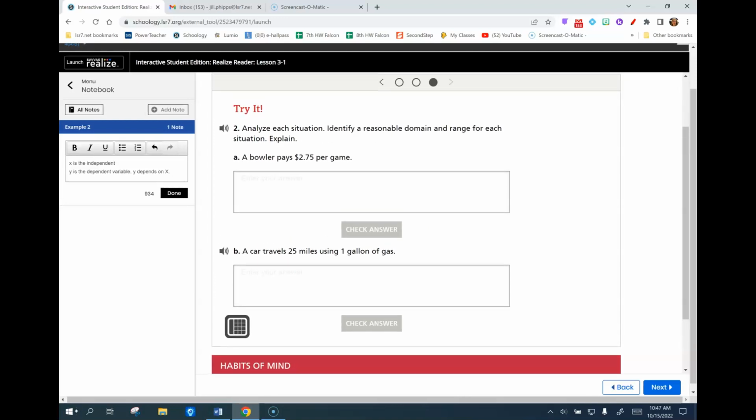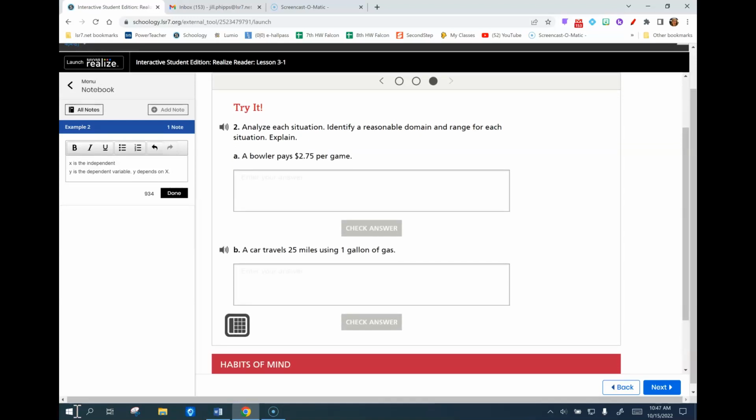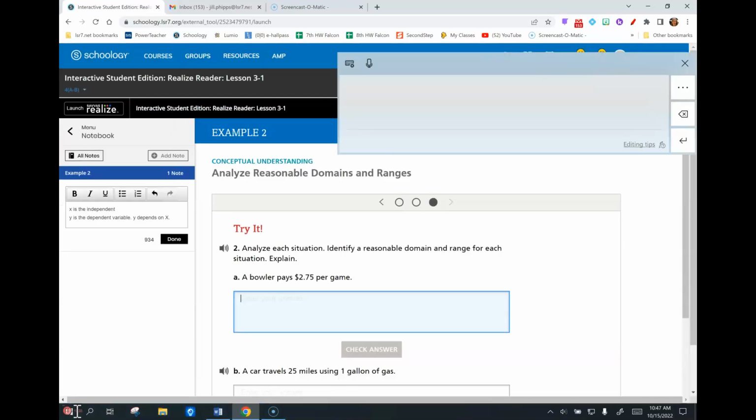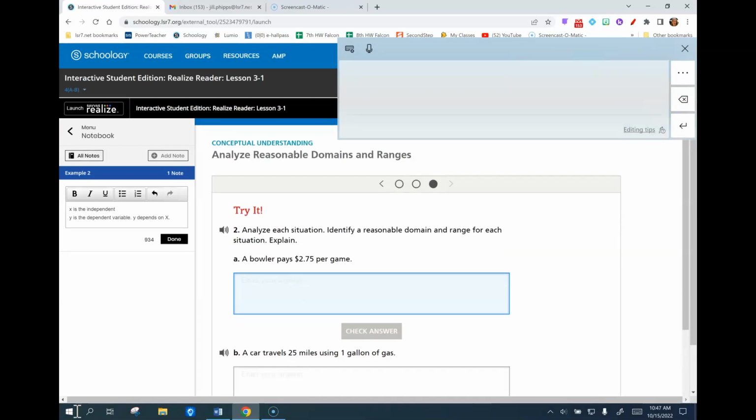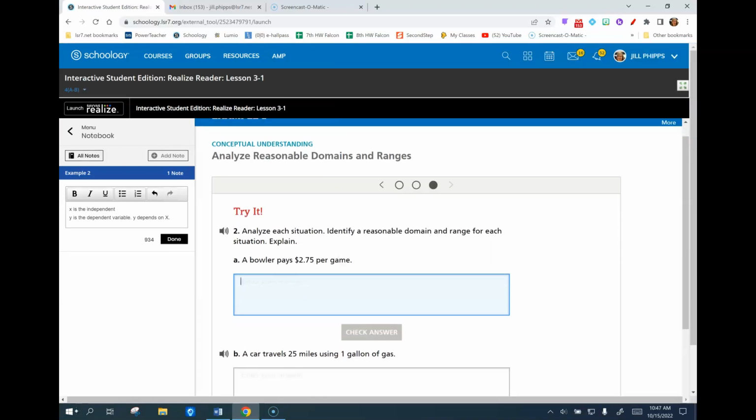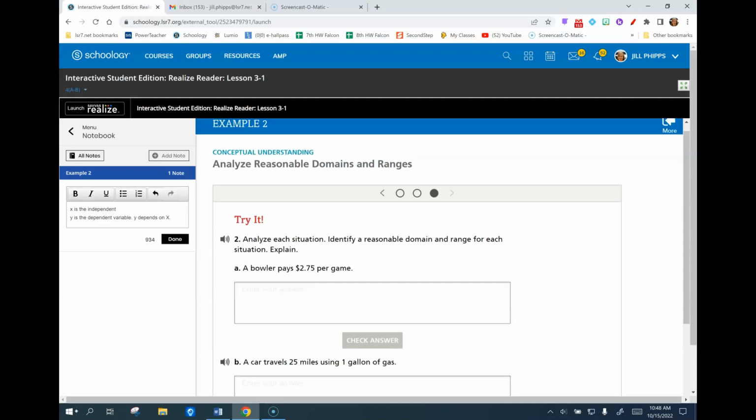How many games could I play? Well, I could start at 0. I could have 0 games. So my games could go from 0 on up. We probably wouldn't do like 1,000, but it would be a reasonable number of games. But it's going to be a whole number. So that would have to be a discrete one because you cannot have a portion of a game. Now the money would be continuous, but because one of them is discrete, the whole thing has to be discrete.